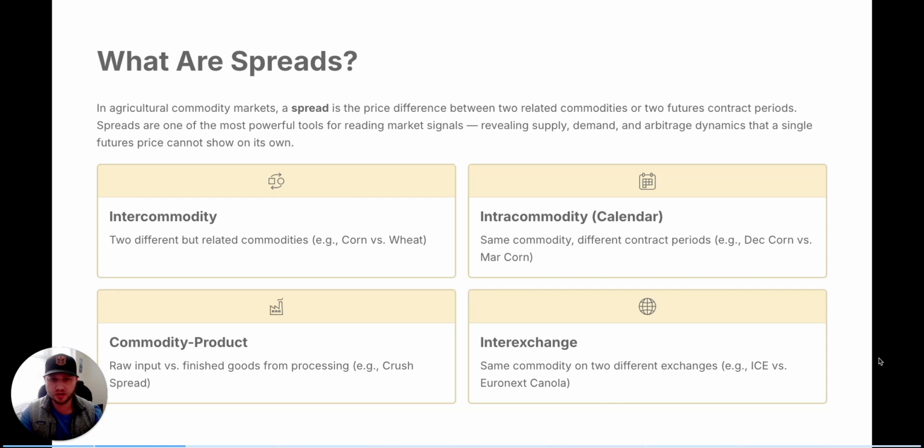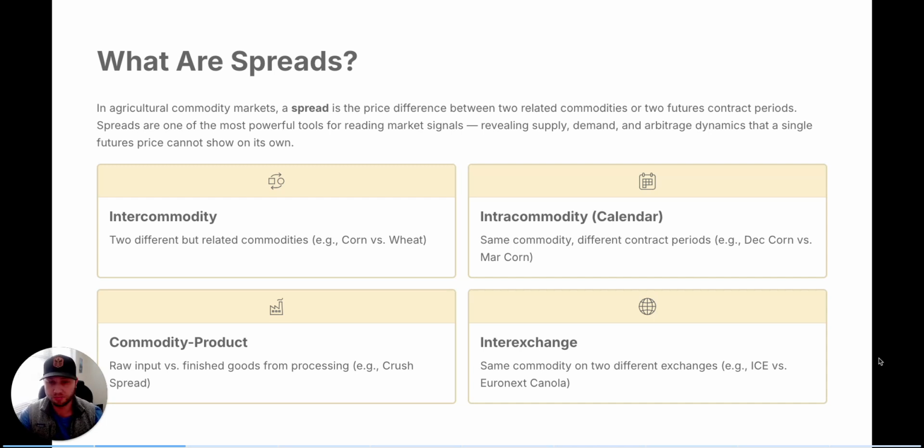There are four spreads that we want to get into here. You have your intercommodity, which is two different but related commodities. If you've ever heard of the corn-wheat spread, that would be one. Then we also have the intra-commodity, which is your calendar spreads that many of you are probably more familiar with. That's where you have the same commodity but different contract periods. So think about your December-March corn spread.